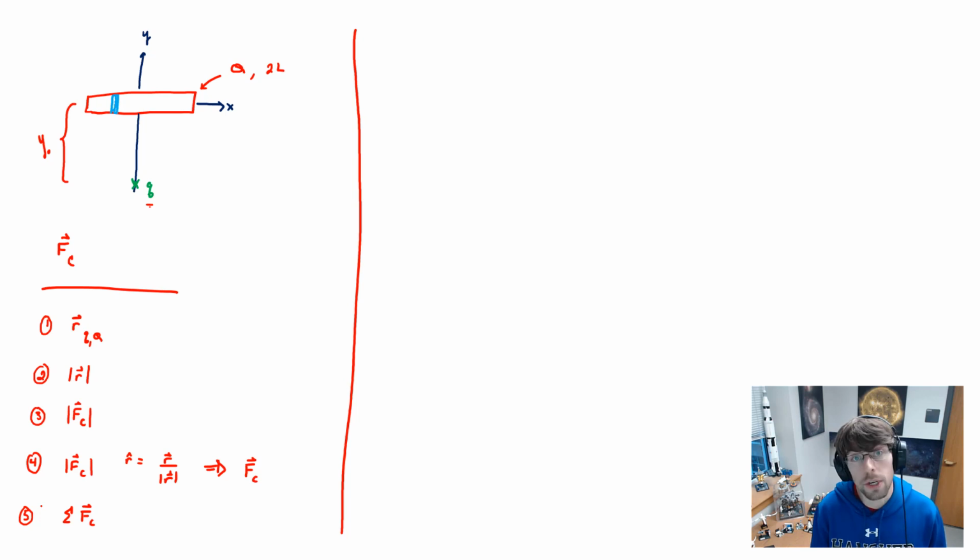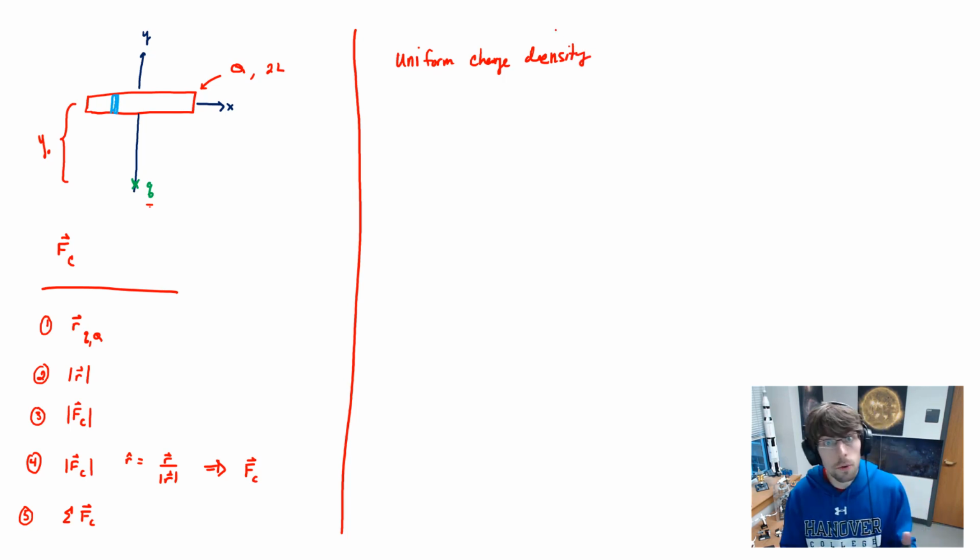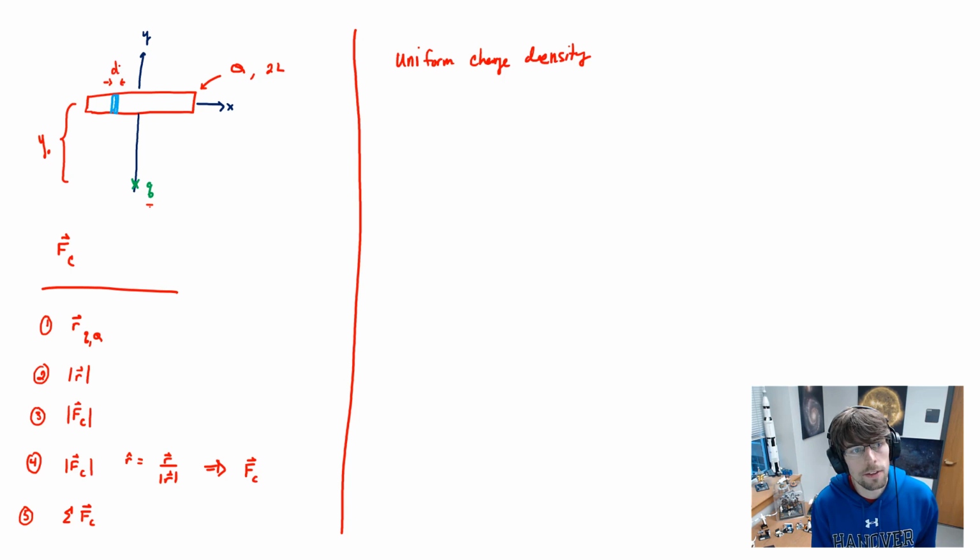And so I'll introduce a new concept here, or at least a new terminology. The idea is that we will assume that there is uniform charge density. In other words, for this bar, if I take a small segment that has some width, and I'll call that width dx, any width dx that I take anywhere along that bar will have the exact same amount of charge.